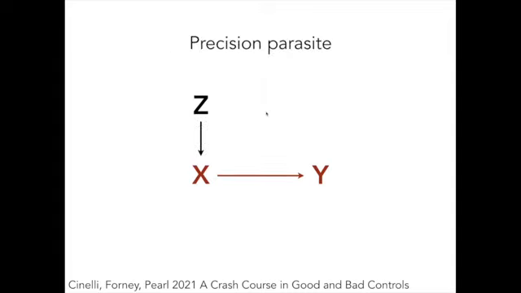A more subtle one is what I call the precision parasite, and this is live in the two moms example. Z is like birth order, X is the mom's family size, and Y is the daughter's family size. The reason B1 is different is because when you condition on this, it removes variation in X, and then you get a less precise estimate of the effect of X on Y. It doesn't bias estimation, but it makes estimation less efficient. This is why I call it a parasite.